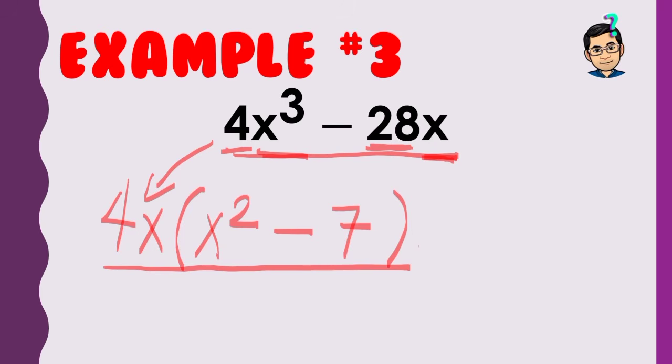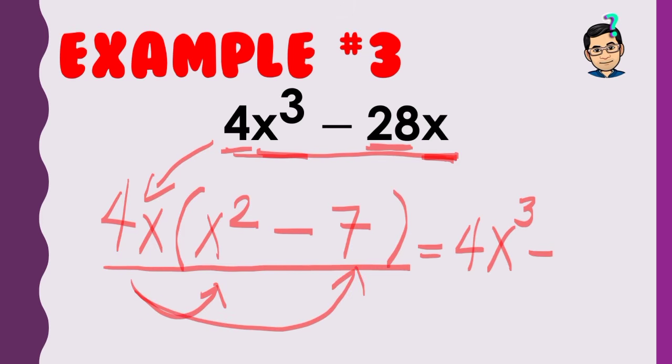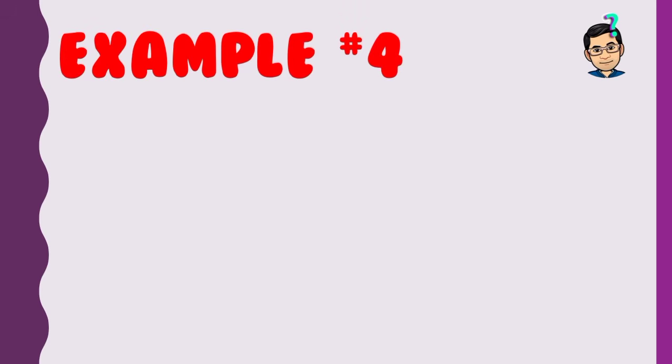Again, to check, 4x times x squared is 4x cubed. 4x times negative 7 is negative 28x. So, kabaliktaran naman pag multiplication. So, kung ito, 1 ang exponent niya, minultiply natin sa x squared, mag-a-add tayo ng exponent. So, 1 plus 2, kaya naging 3. I hope it's clear.